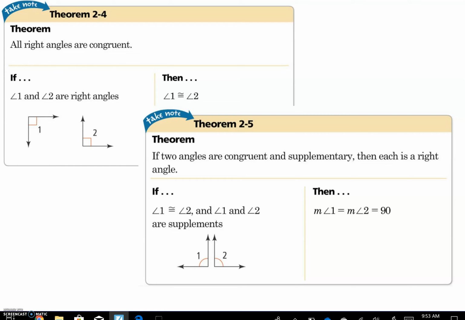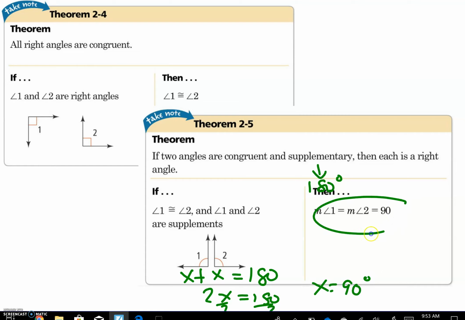Right? That just makes sense, right? Supplementary means what? That means 180 degrees. So if two angles are the same and they have to add up to 180, so they're both x, x plus x has to add up to 180. 2x equals 180. Divide by 2, x is equal to 90 degrees, right? And we know what 90 degrees is. That's what a right angle is.